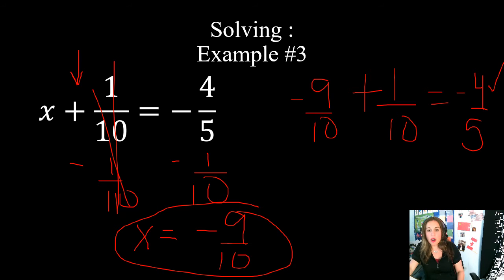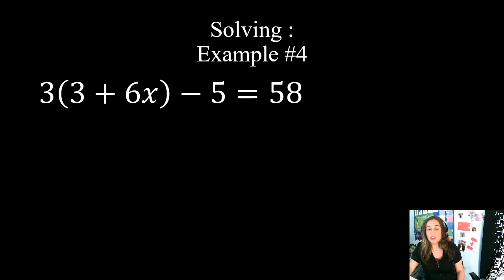Okay, let's look at another. So in this example, I threw it in because now we have some distributing that we need to take care of first. So here, let's just read this equation. 3 times quantity, 3 plus 6x, end quantity, minus 5 equals 58. Whenever you see parentheses, guys, distribute, distribute, distribute. Before you do anything else, distribute first. Okay, so I need to distribute this 3 through to each term within those parentheses.